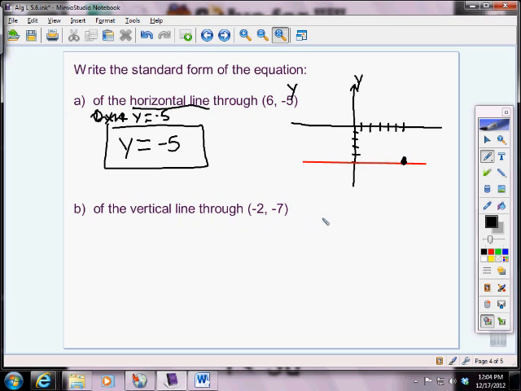The same thing is true if we had to draw a vertical line. So let's just sketch this, and you don't need to draw a graph every time you want to do these, but I just want to show you. Our x value is -2, our y value is -7. So it's going to be about right here. Okay?